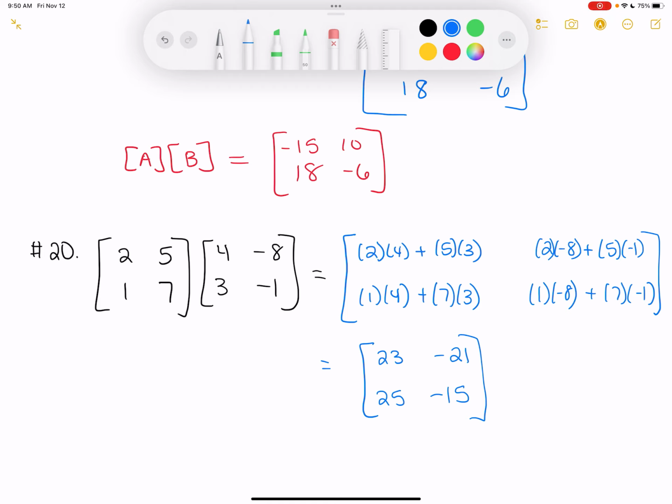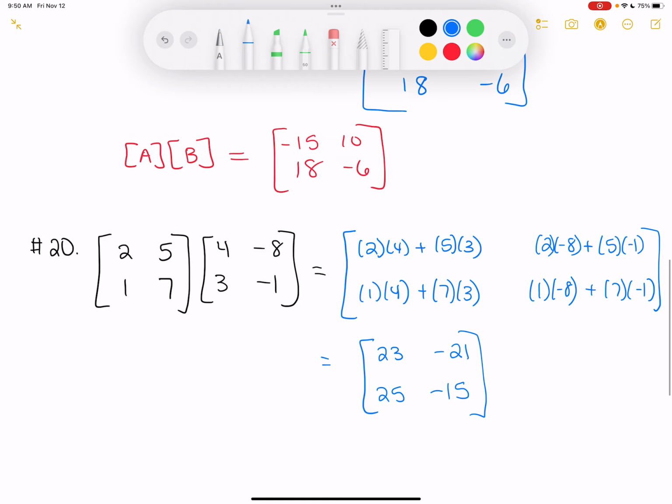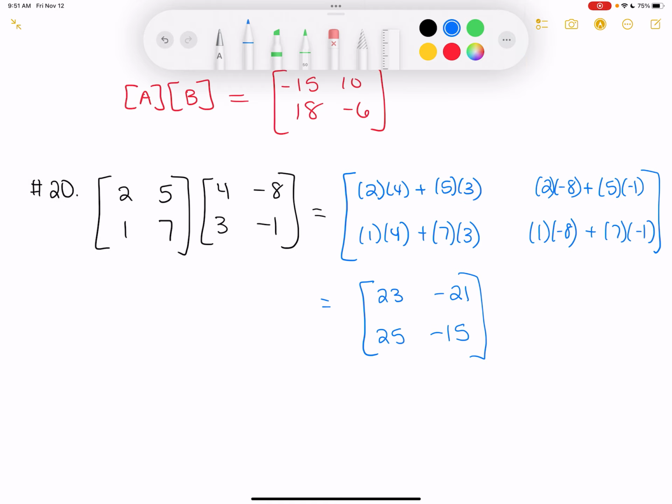I mean, it gets a little crazy when you have a 3x3, because you have 3 rows and 3 columns, so you have 3 pieces here. But what I do is I let you use a calculator for anything that's bigger than a 2x2 being multiplied, anything that's going to result in something bigger than a 2x2.